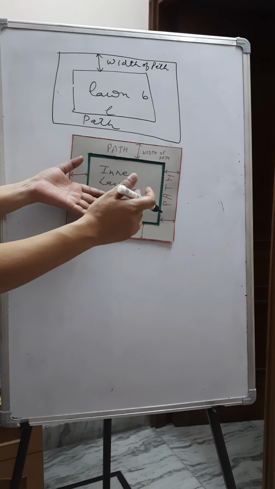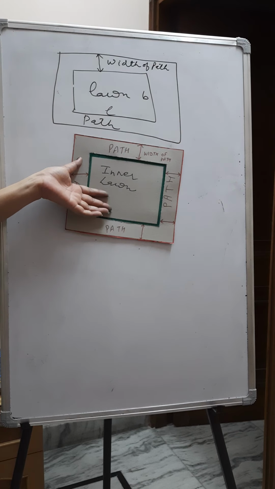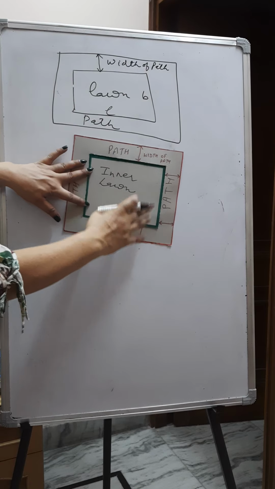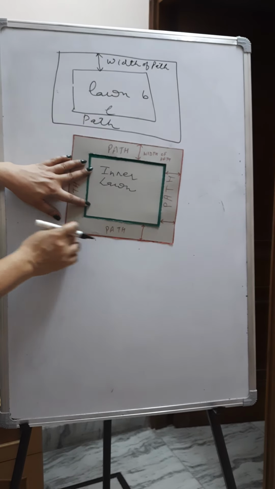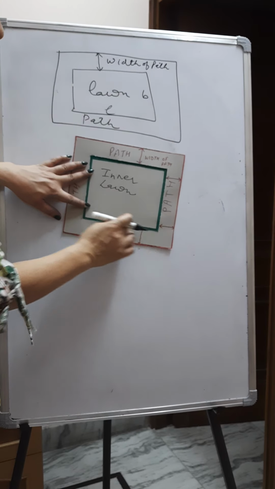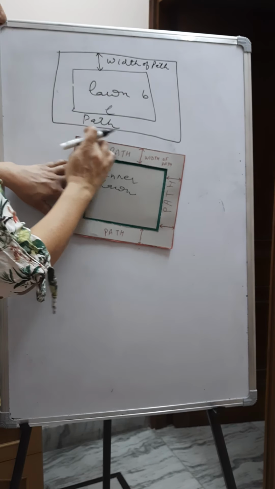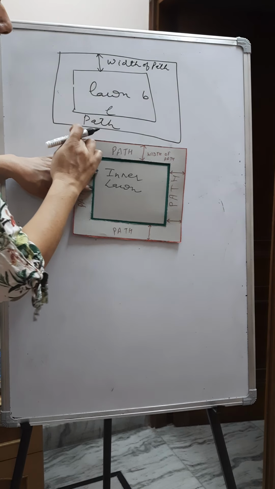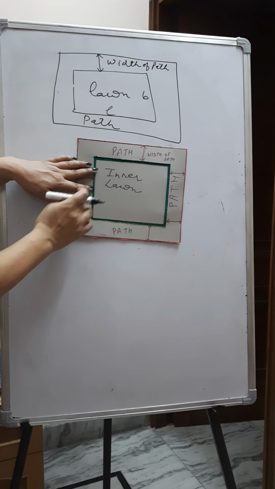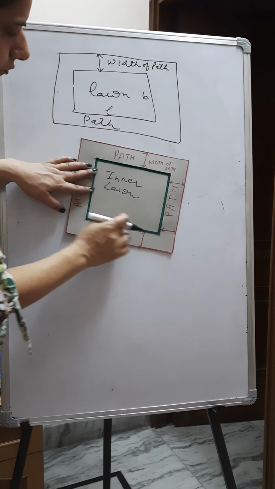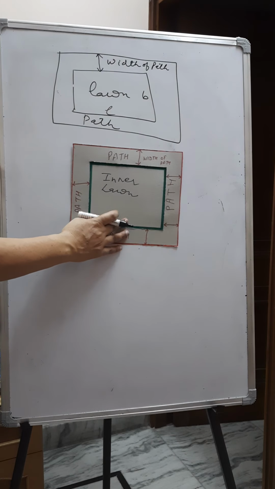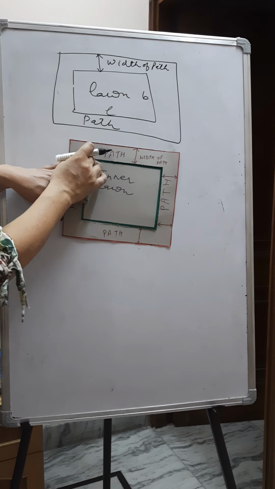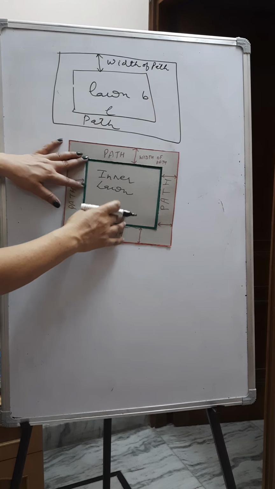Now the question is, how will you calculate the area of the path? That is the difficulty level in your class. We are having two rectangles: the outer rectangle with the red boundary, and the inner rectangle with the green boundary. If we have the length and breadth of the green boundary wall and of the red boundary wall, then we are able to solve for the area of the path.